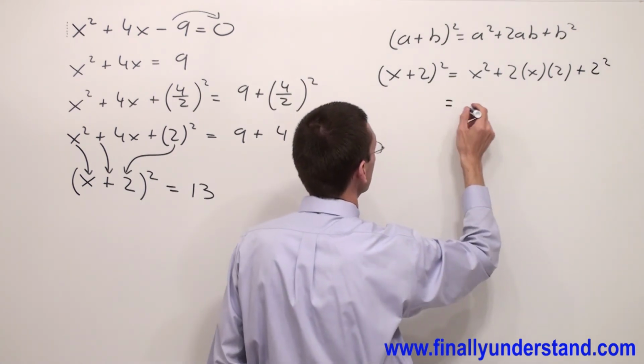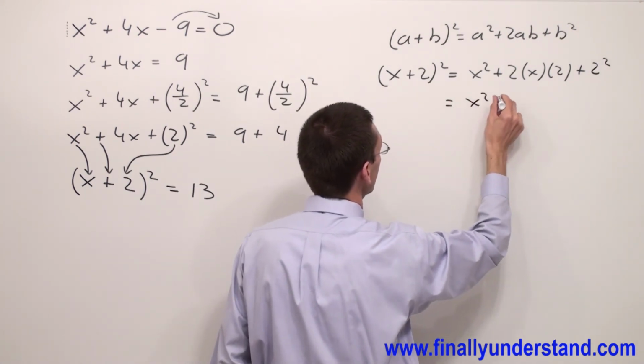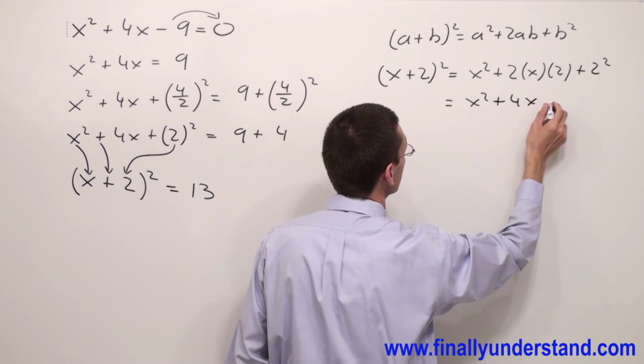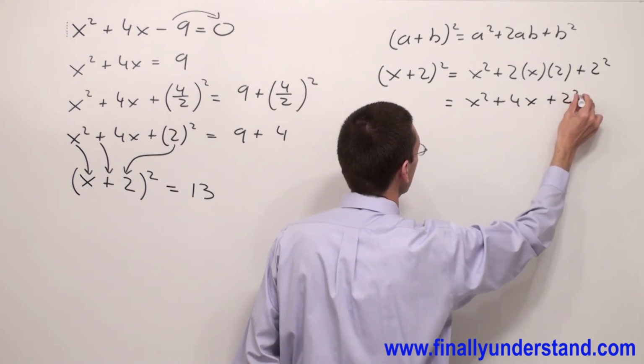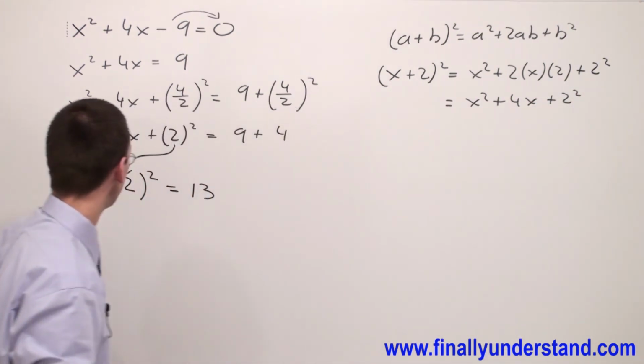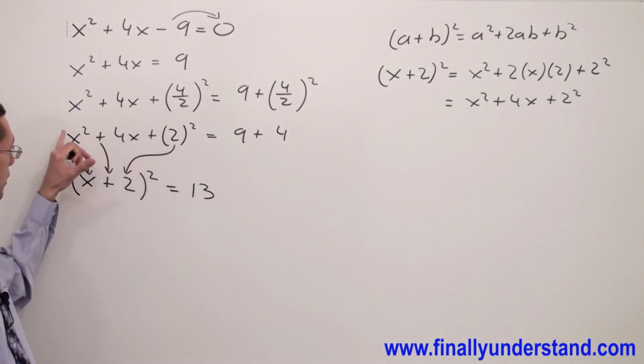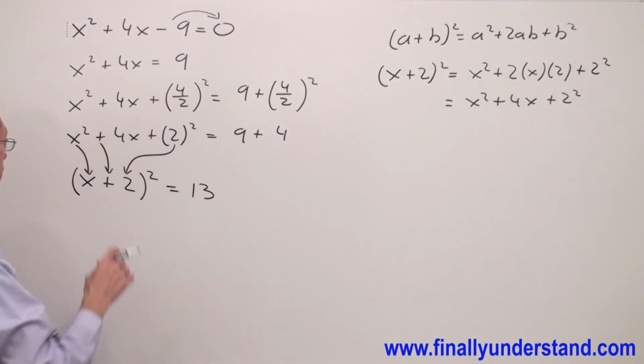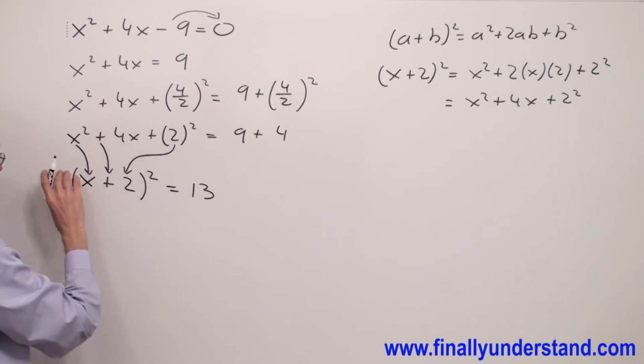And let's take a look at what we have got. We have x squared plus 4x plus 2 to the second power, right? So we got exactly the same expression. That's why this is equal to this.